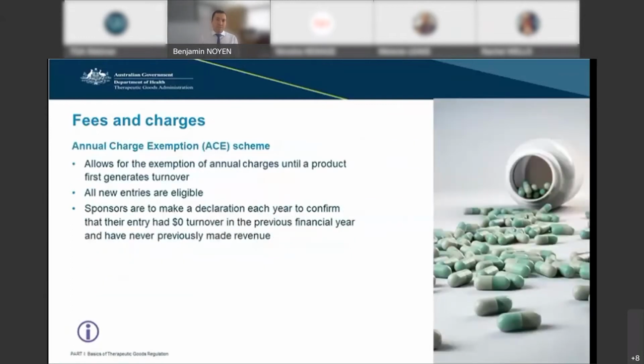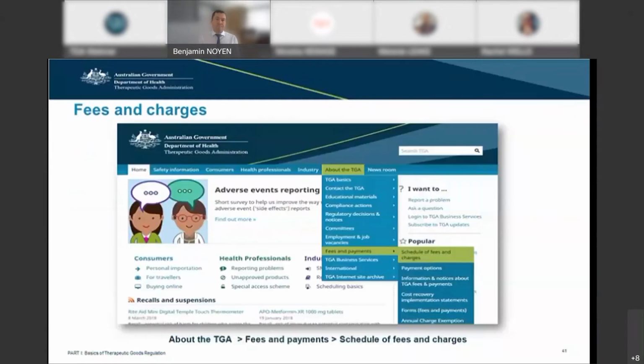The annual charge exemption, or the ACE scheme, allows for exemption of annual charges for a product until the product first generates turnover. All new entries on the ARTG are eligible. Sponsors need to make a declaration each year confirming there's $0 turnover. Note that fees are not included in the ACE scheme, but only charges. Fees and charges are also under the About the TGA tab. It's further on the screen there.